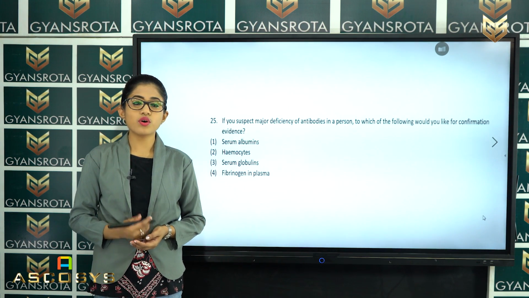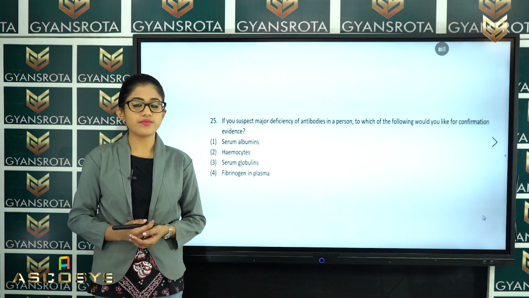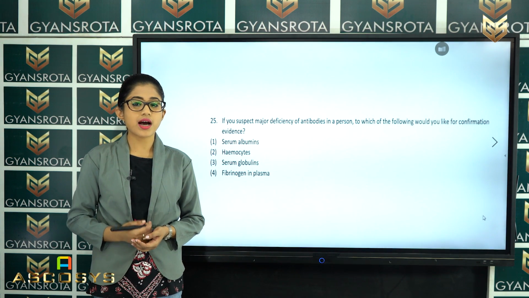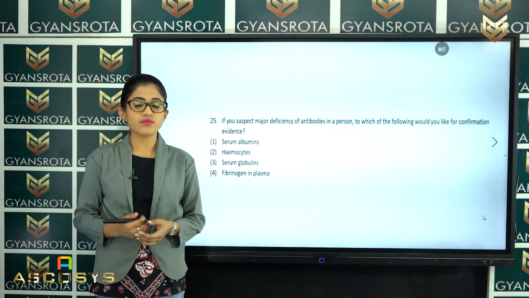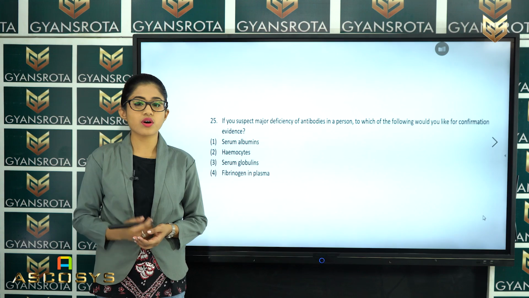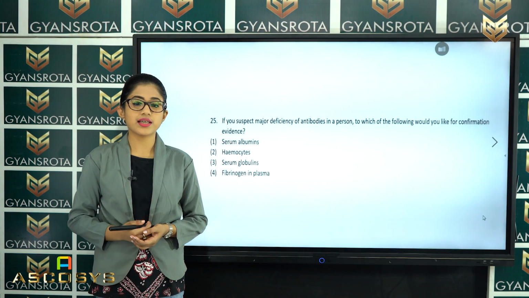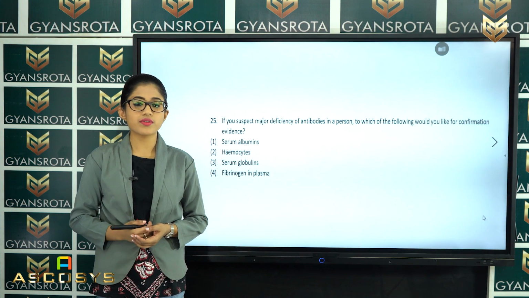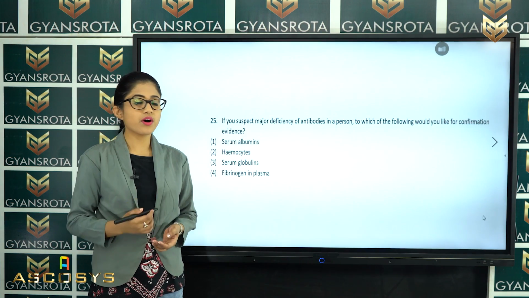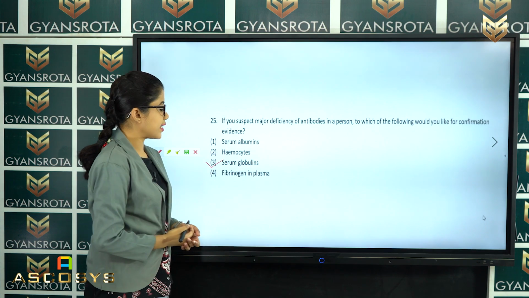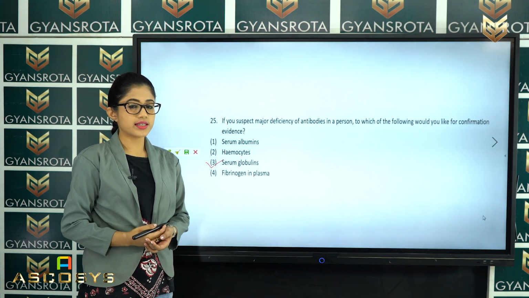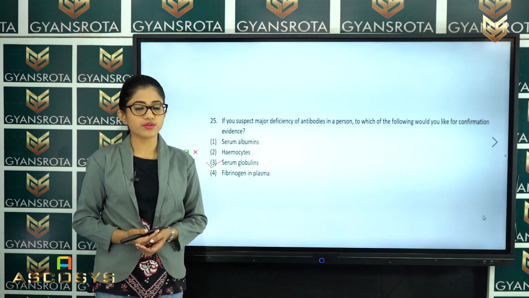So, this is from the chapter Body Fluids and Circulation. At the start of the chapter, we discussed the proteins, and the serum is composed of the antibodies that can be used as evidence of a disease in which there is a major deficiency of antibodies in a person. So, among these 4 options, option number 3 is the correct answer, that is serum globulins. Now, let us move on to the next question.